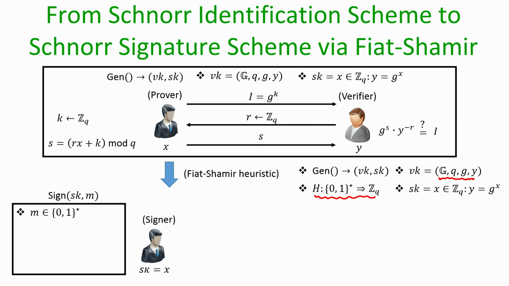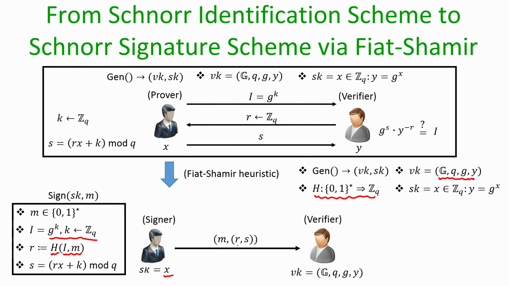So, imagine there is a signer with the discrete log x. To sign a message m, it first computes the commitment I by picking a randomly chosen value little k, and then it picks the challenge on behalf of the verifier by calling the random oracle H on the inputs I and message m, and then with respect to the challenge r, it computes the response s, namely the linear combination of x and k, and the signature is r comma s on the message m.